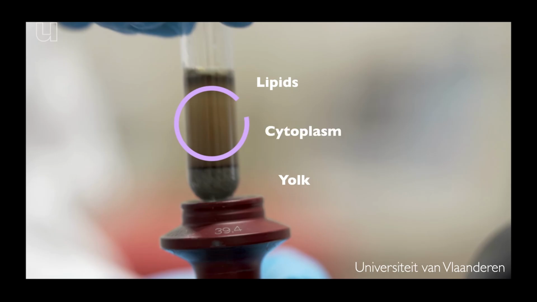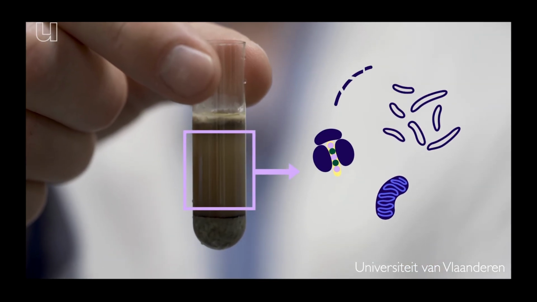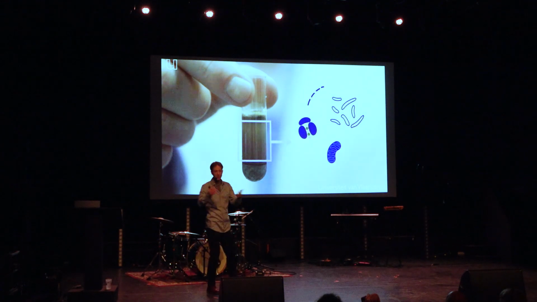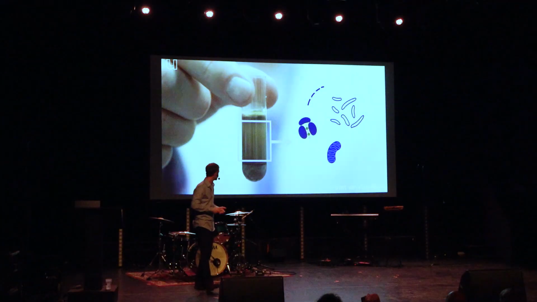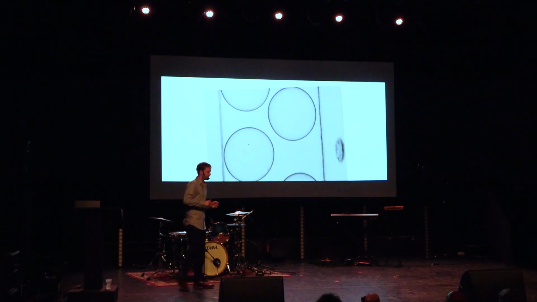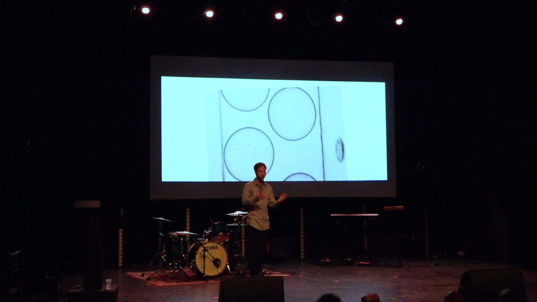And then the middle layer is what we will use, the cytoplasm. So we take this middle layer out, and we use all of the components inside this. It could be all of the machinery that I've discussed before. Now we have this cytoplasmic extract, or this mix.